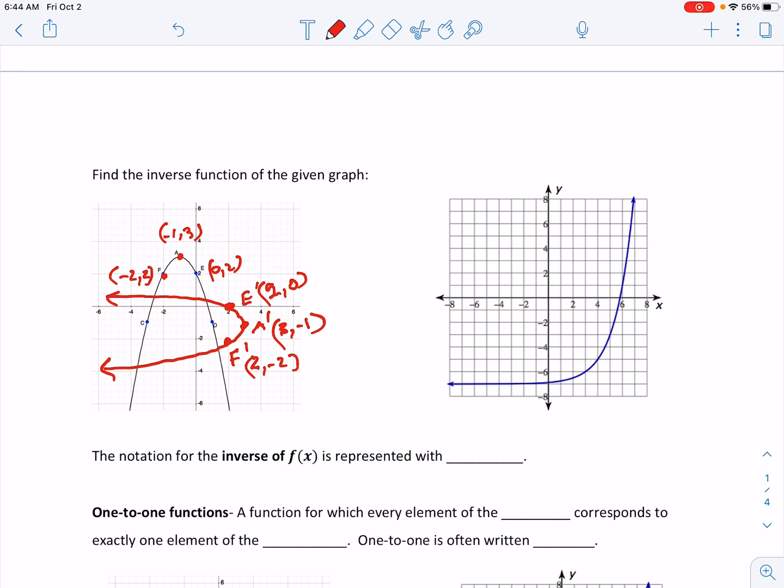So is the original a function? Yes, it was a function to begin with. Is the inverse a function? Well, we'll talk about that here in just a minute.